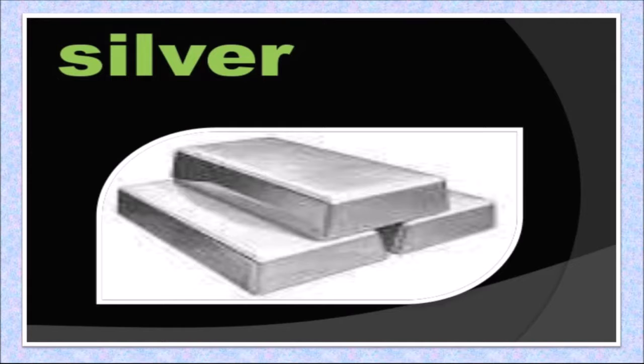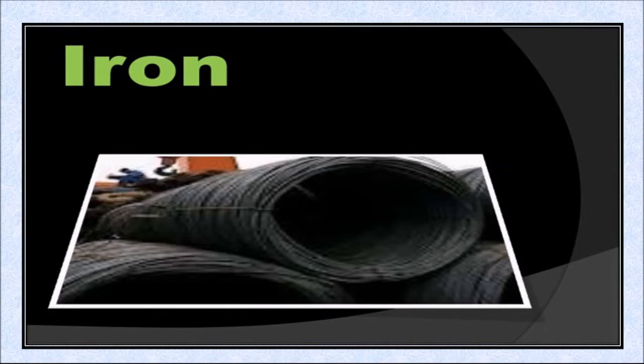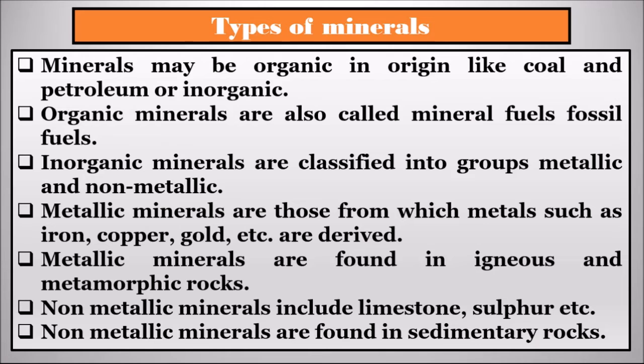So we have discussed the importance of minerals, and these are the types of minerals: silver, gold, iron, aluminium, copper. Minerals may be organic in origin, like coal and petroleum, or inorganic. Organic minerals are also called mineral fuels or fossil fuels. Inorganic minerals are classified into two groups. How many groups? Metallic and non-metallic groups. Metallic minerals are those from which metals such as iron, copper, gold, etc. are derived.